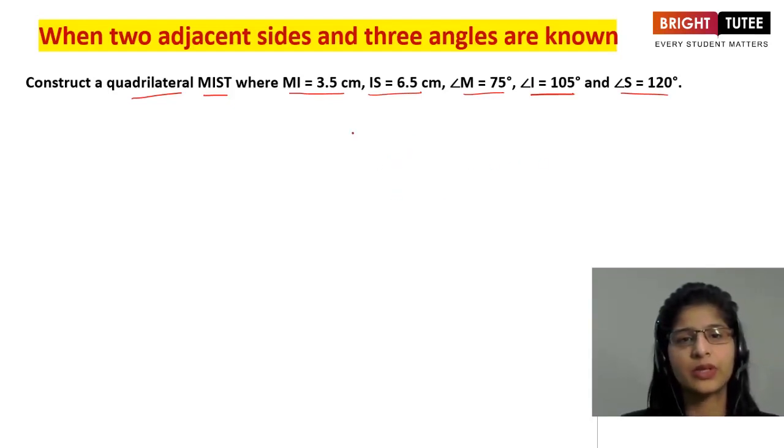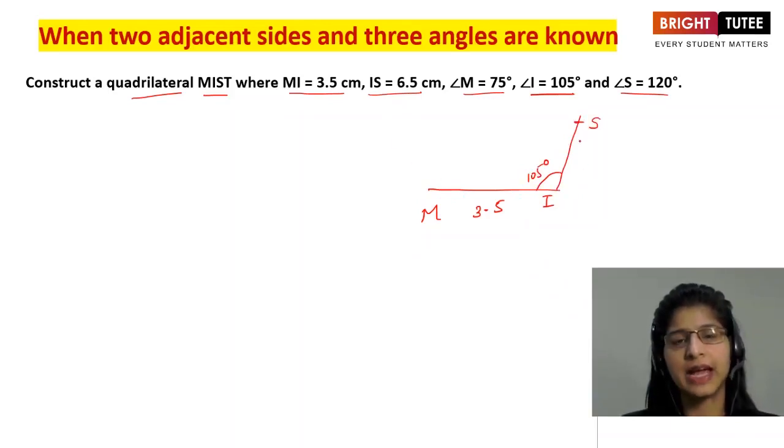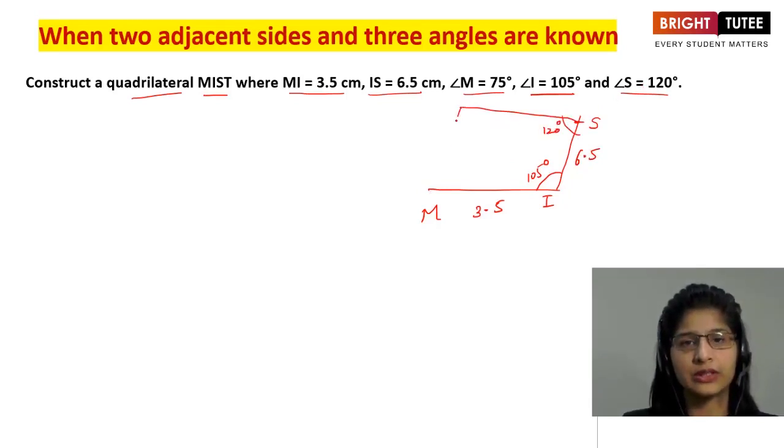If we draw a rough sketch of it, how will that look? Suppose I draw MI first, and that is 3.5. Then at I we have a 105 degree angle. Then IS, which is given as 6.5, and at S we have a 120 degree angle. Then we have to join this. And at M we are going to make an angle of 75 degrees. So this is how our quadrilateral MIST will look.